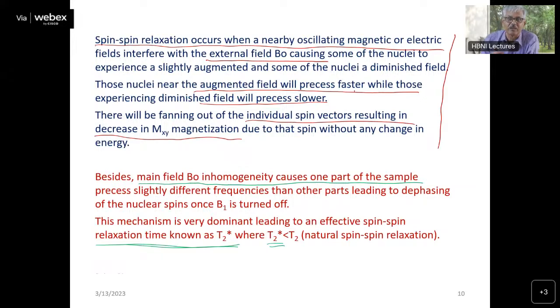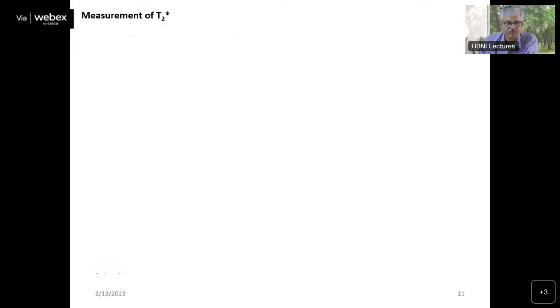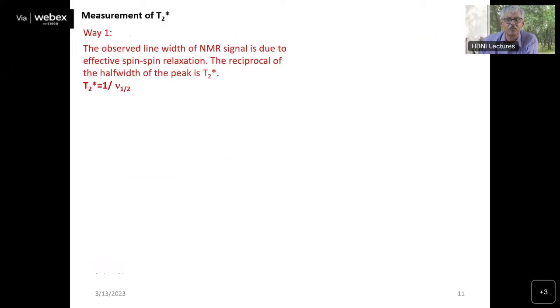So automatically, you cannot detect T2 by measuring the signal width. That means somehow you have to avoid this dephasing, that is, ignore the magnetic field inhomogeneity. Let us see how to do that. But before going to that, let us see how to measure the T2 star.